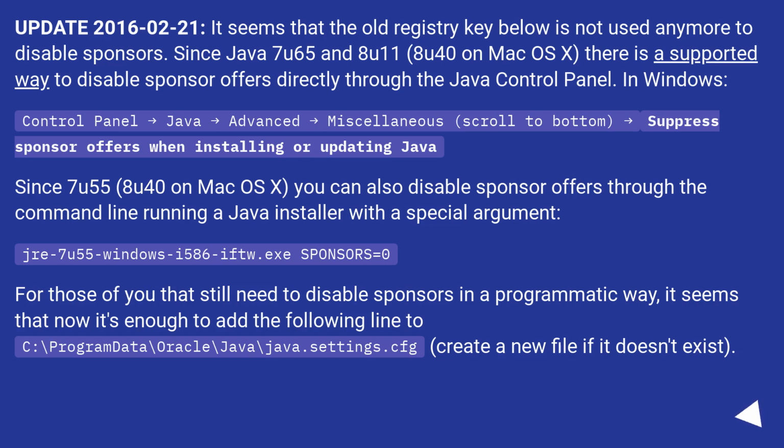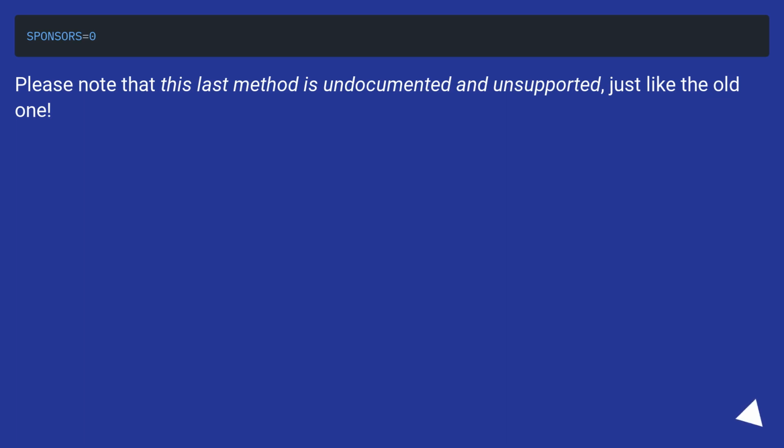Since 7U55, 8U40 on Mac OS X, you can also disable sponsor offers through the command line, running a Java installer with a special argument: jre-7u55-windows-i586.exe SPONSORS=0. For those of you that still need to disable sponsors in a programmatic way, it seems that now it's enough to add the following line to C:\. Please note that this last method is undocumented and unsupported, just like the old one.